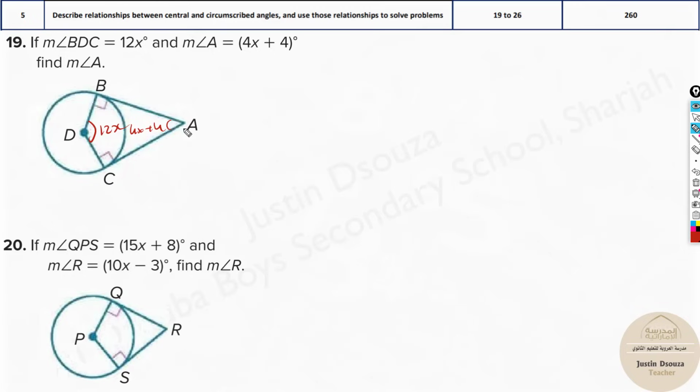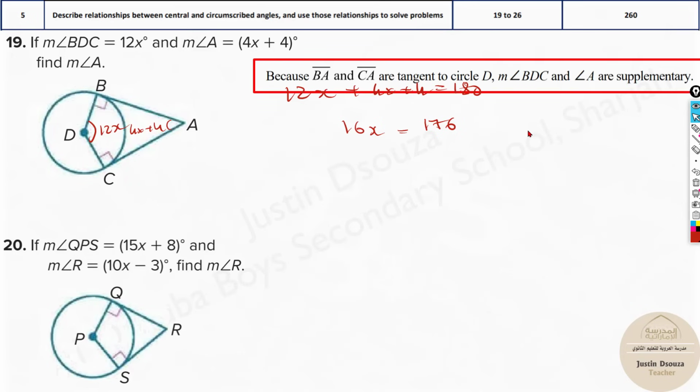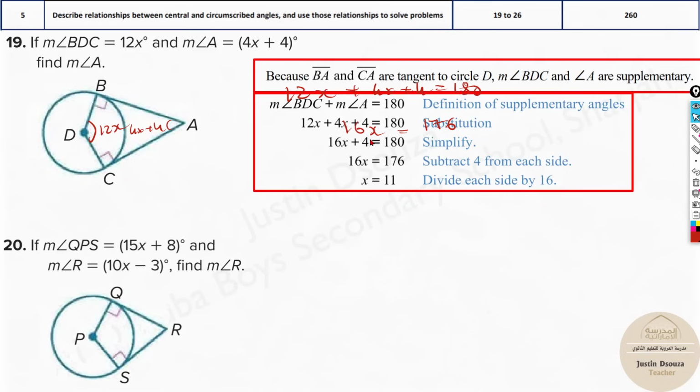Now here these two opposite angles, when you sum them, will be equal to 180 degrees. So you can just do 12x plus 4x plus 4 is equal to 180 degrees. Directly put this in the calculator, you will get the answer. Or you can do it: 16x equals 176. Just divide 16 on both sides. You will get the answer. So that's how we easily solve it. 11 is the answer.